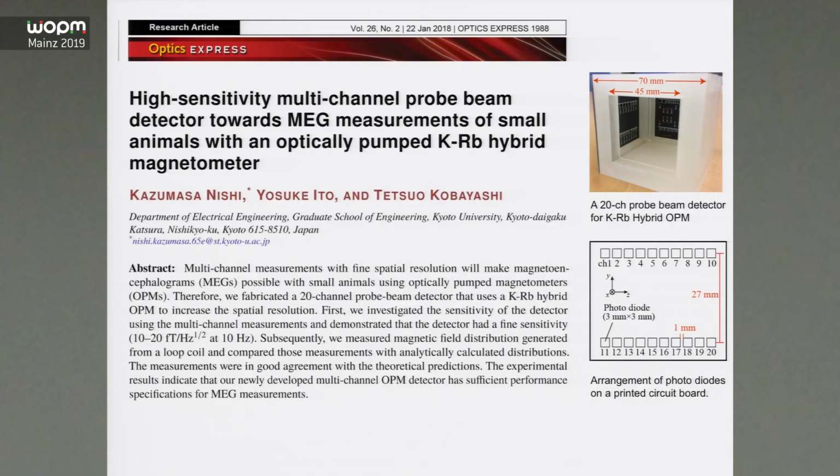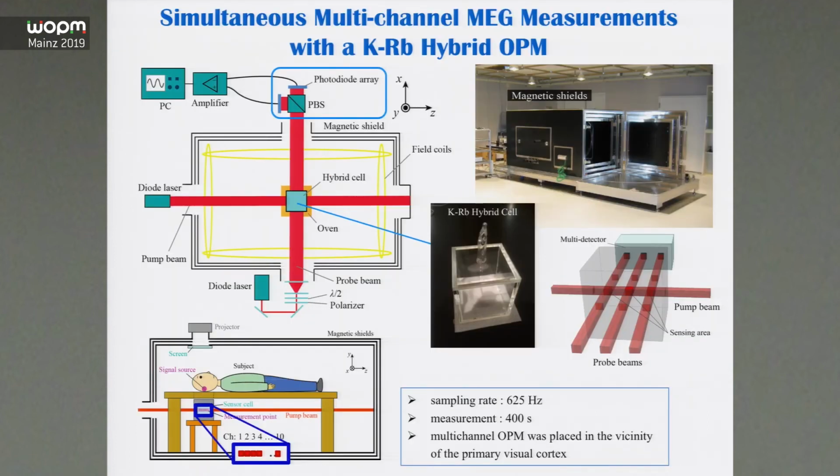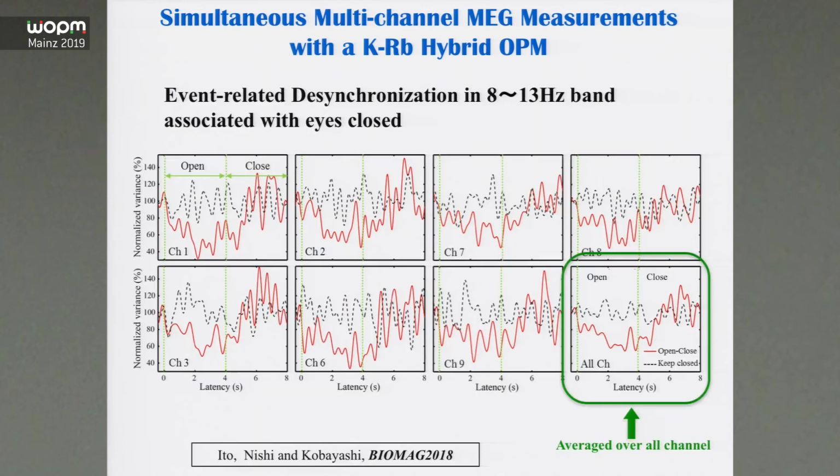And we also tried multi-channel measurement using the hybrid cell. The advantage of the hybrid cell is that we can obtain homogeneity over the whole cell. So we created a 5 centimeter cubic cell, and we tried to measure 20 channels. And we carried out MEG measurement with the 20-channel hybrid cell.